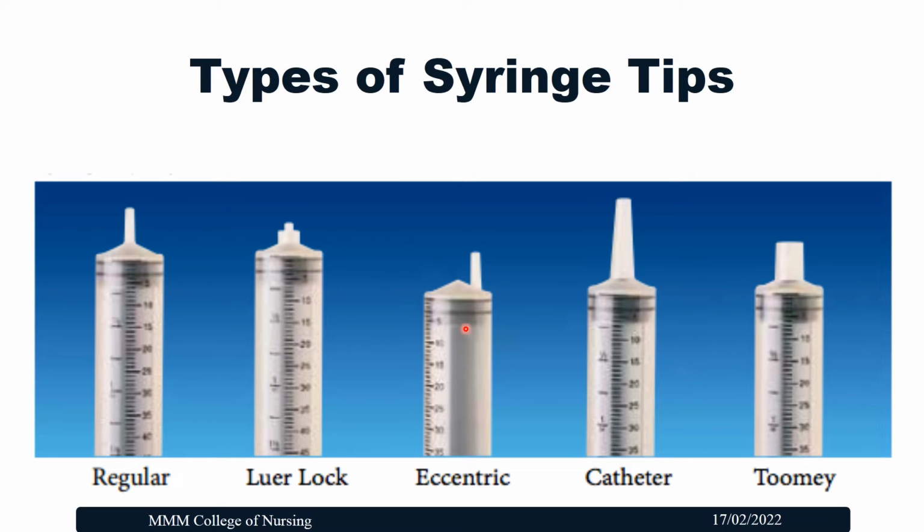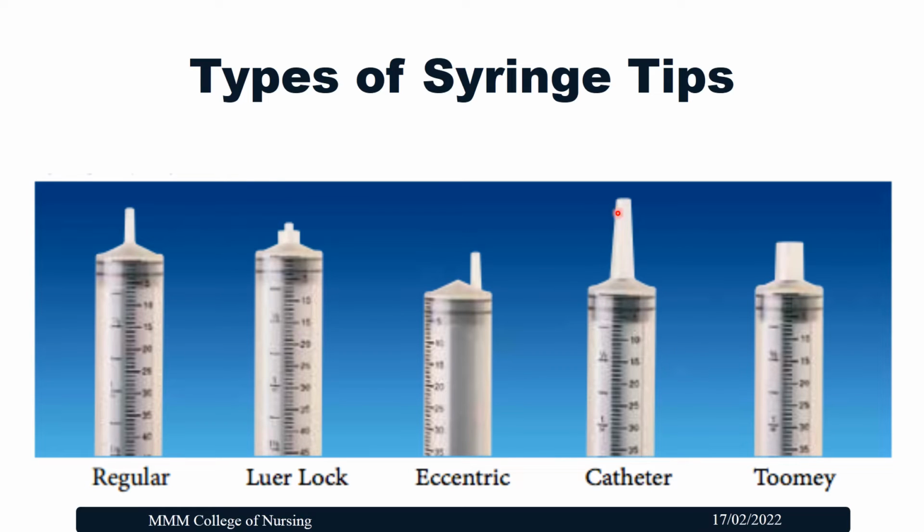The next one is the eccentric tip. Here the syringe tip is located at the side of the barrel so that it facilitates the administration of IV medication. So it is more useful to help maintain the angles.